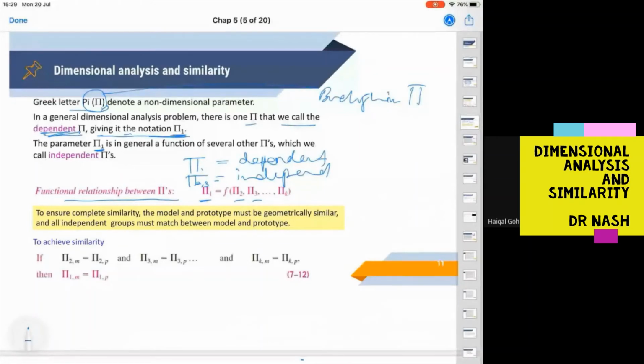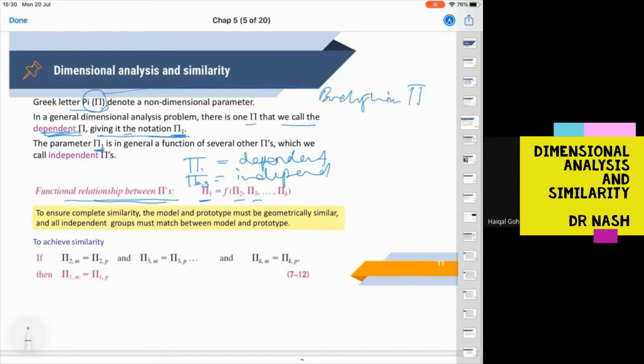That's what we mean by independent. Independent, it does not depend on something. Same goes for the others. It's a few, just to name a few examples. Okay, that's the functional relationship between the pi's. Still not clearly visible yet, just a little bit.